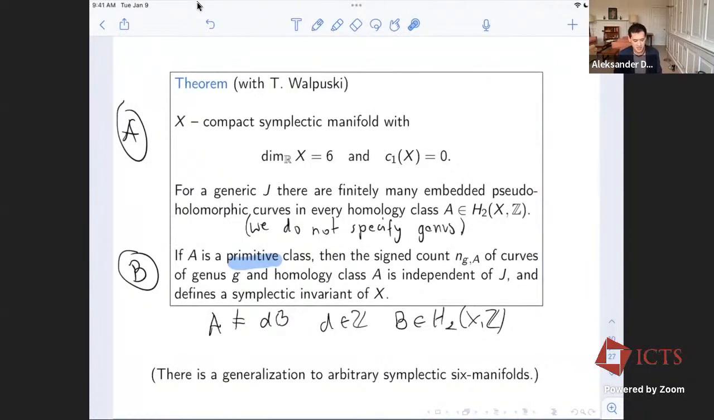So statement A doesn't require that the homology class is primitive. Does that make sense? Yeah, I should have been clear. I'm sorry. I'm talking now about statement A, and then there is this extra statement B, that if the class is primitive, then the count is an invariant. I was just addressing the finiteness property.